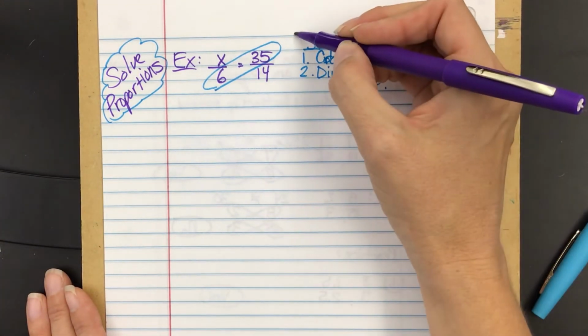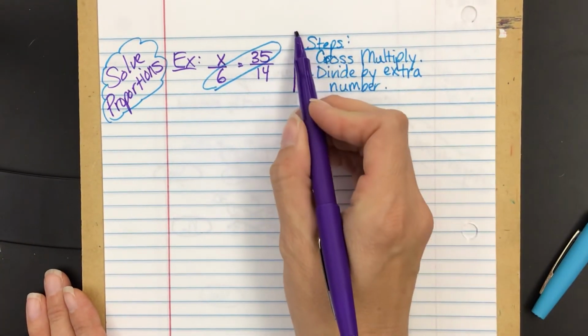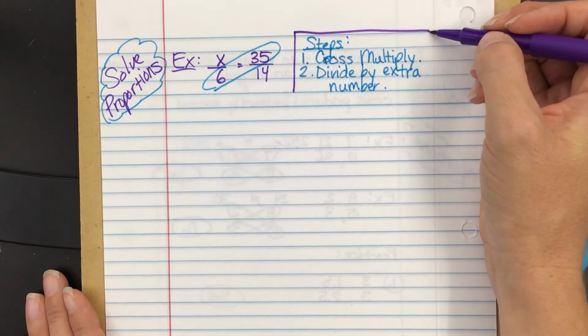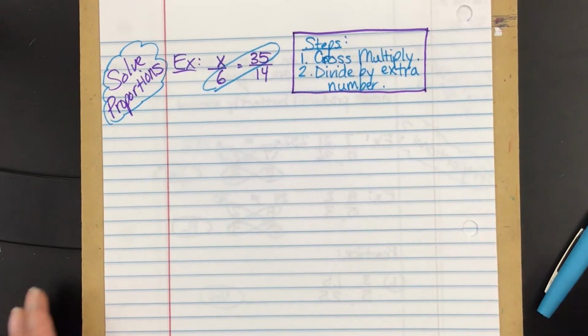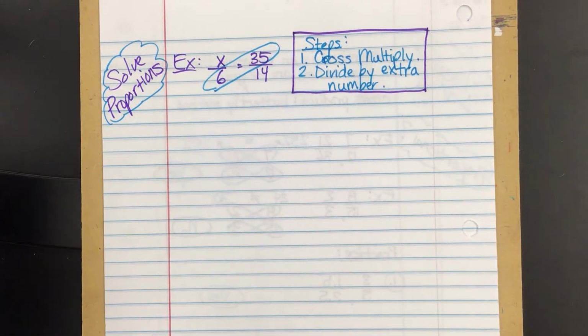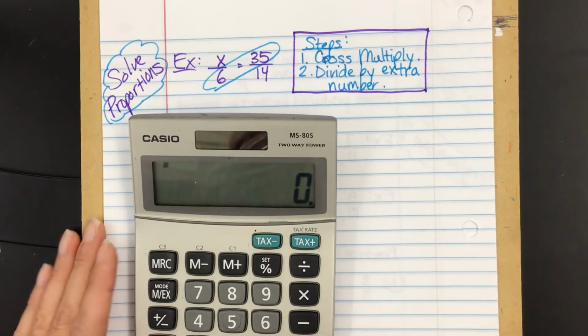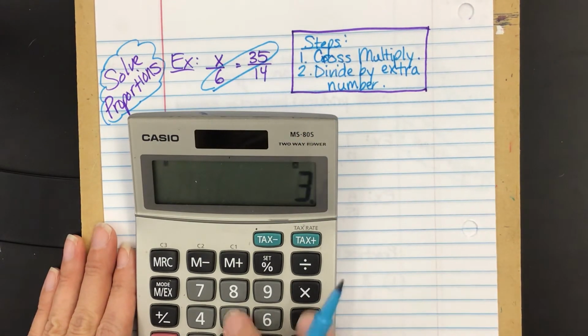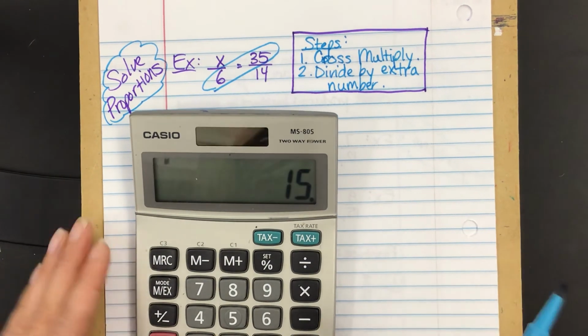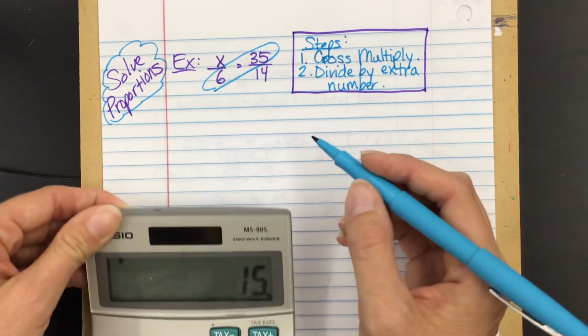And what's going to happen is you're going to get really fast at just plugging these things into a calculator and moving on, which is what I want. I don't want this to be a burdensome method for solving. Okay, so let's take a look. So what I'm going to do is I'm going to multiply diagonally and divide by the number that is left out. And I get that x is equal to 15.